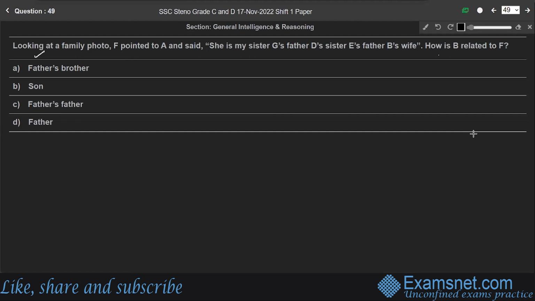Question 49. Looking at a family photo, F pointed to A and said, she is my sister, G's father is D, D's sister is E, E's father is B, B's wife is A. How is B related to F?